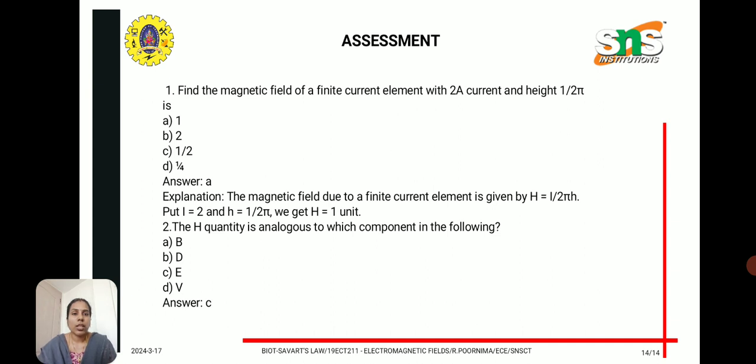And the second question: the H quantity is analogous to which of the following? The answer is C, because H magnetic field intensity is equivalent to electric field intensity in electrostatics.